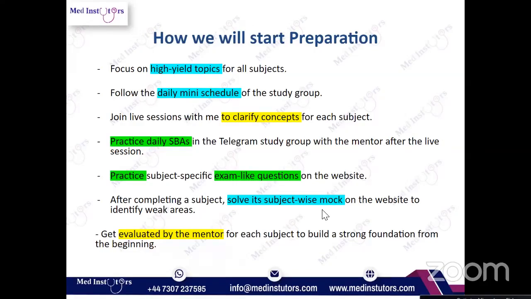The benefit of solving subject-wise mocks is that you can identify your weak areas. You will know your assessment, you have your performance in your hand, and you can assess which topics you need to study more and what type of mistakes you are making while you solve the SBAs. So mocks are very important for your self-assessment.